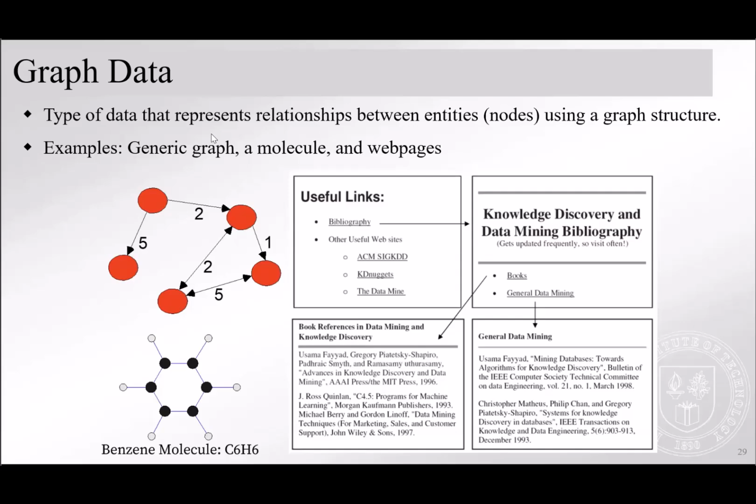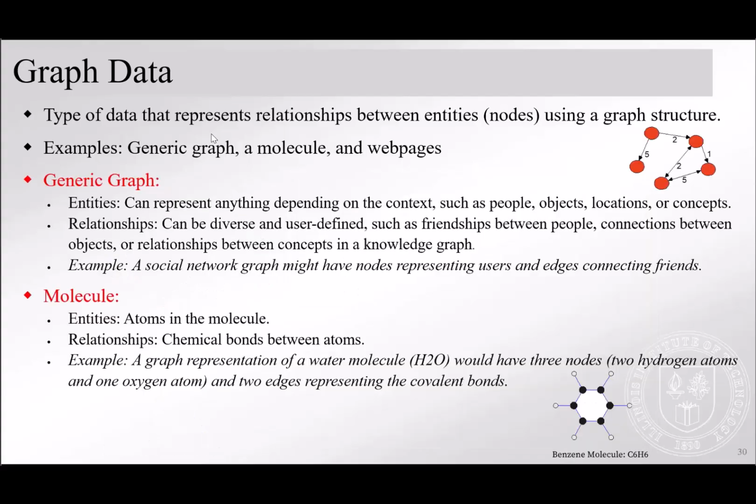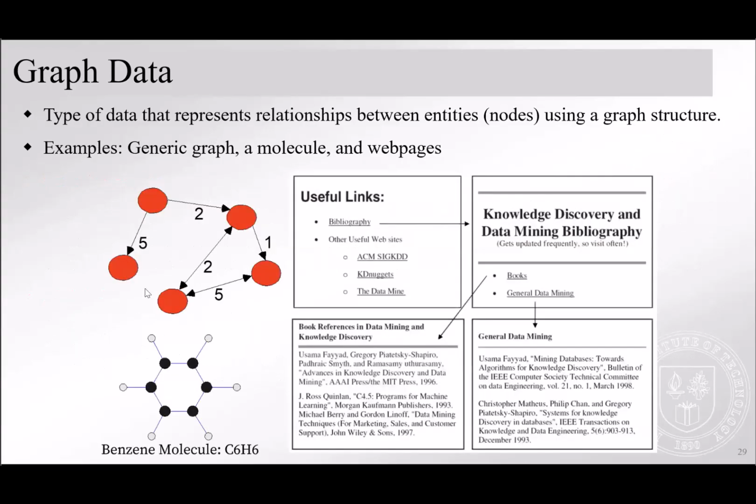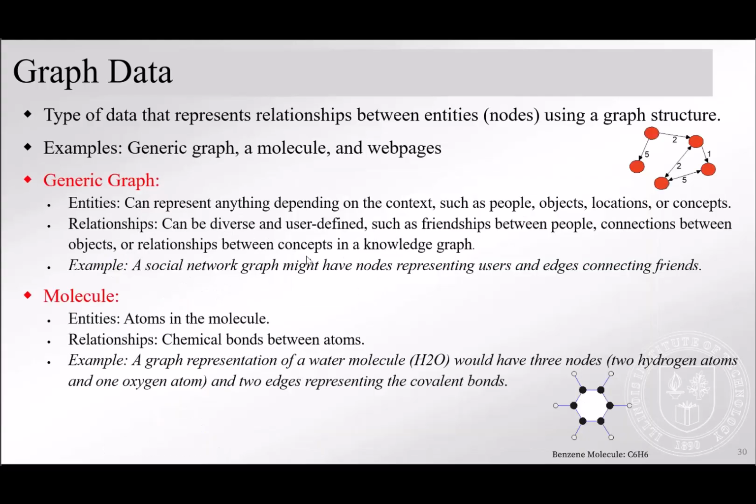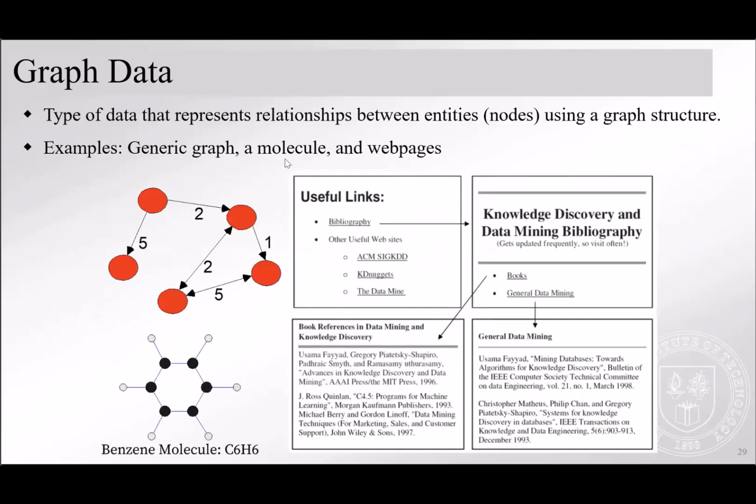In this case, the entities become nodes, sometimes called vertices, and the relationships between them are edges. So those are the nodes here, and those are the edges. We have directed and undirected edges, as we're going to see later. We have three examples on this slide: a generic graph, a molecule, and web pages. Let's walk through each one.